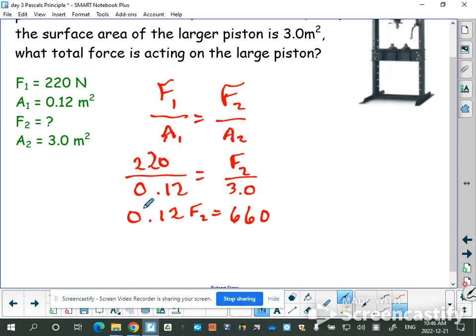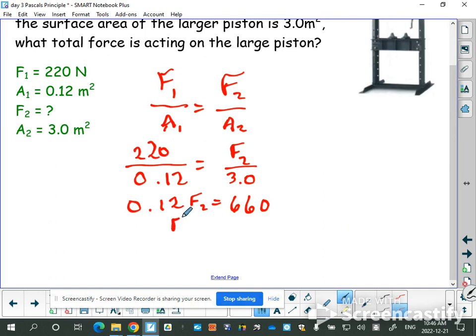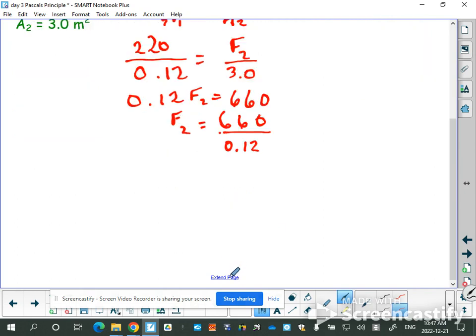I'm going to divide this 0.12 over to the other side because remember, when we have multiply on one side, we move it over, we will divide. So basically I will divide 660 by 0.12. And that will give me my final answer. My final answer being 5,500 newtons. And of course, that's what I'm going to write in my therefore sentence.